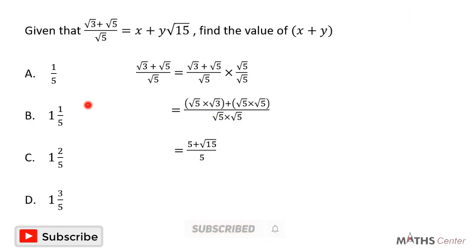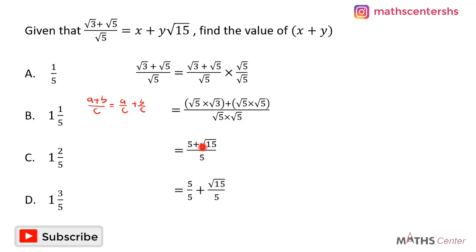From fractions, we know that if we have a plus b divided by c, it can be expressed as a divided by c plus b divided by c. So in the same way, 5 plus square root of 15 divided by 5 can be expressed as 5 divided by 5 plus square root of 15 divided by 5. 5 divided by 5 will give us 1. Square root of 15 divided by 5 can be written as 1 divided by 5 square root of 15.